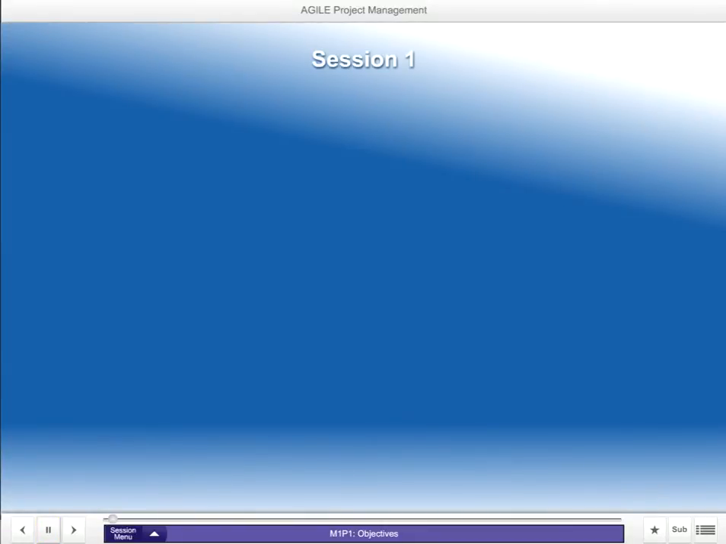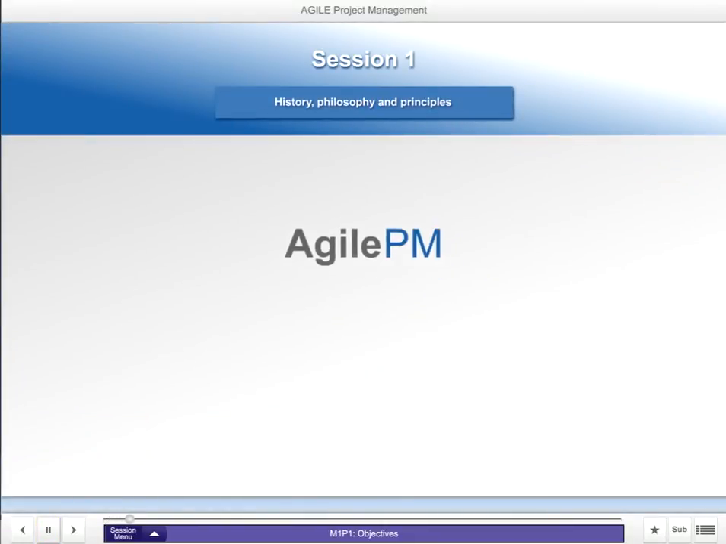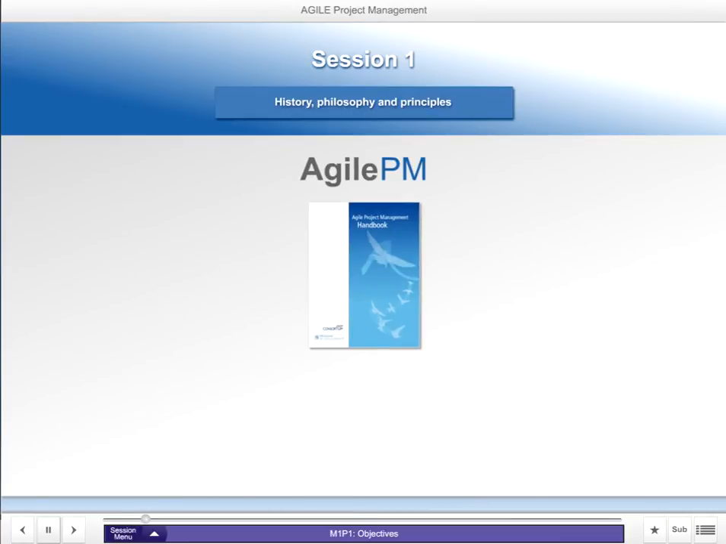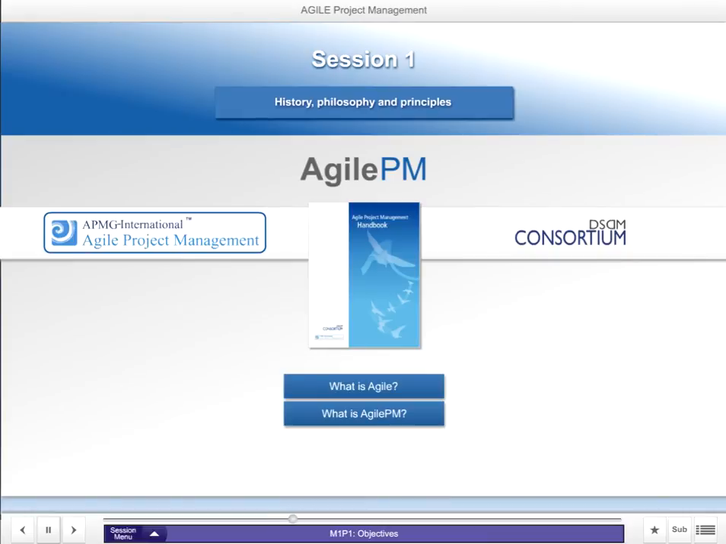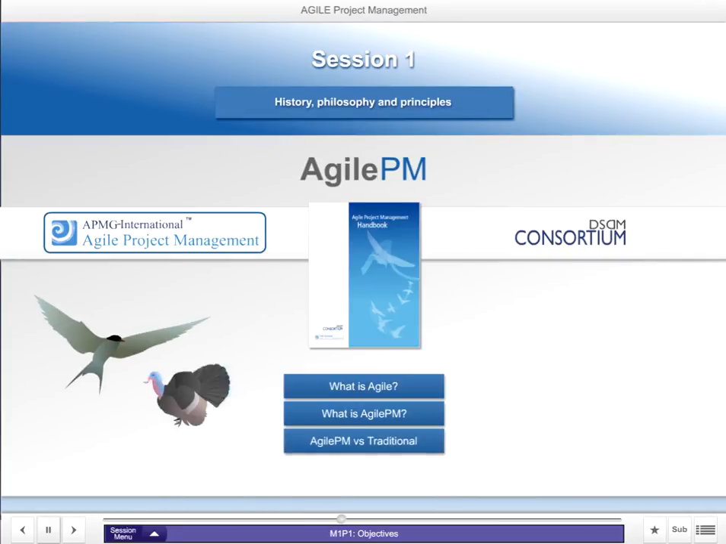Welcome to this introductory training course in Agile Project Management, the certified approach to running projects in an agile way, which has been developed jointly by APMG International and the DSDM Consortium. Once you have completed this course, you will have an appreciation of what the Agile movement is all about, understand the principles of the Agile approach, and know how those principles apply to the management of projects. You will also understand the essential differences in management style between Agile projects and those run on traditional lines.